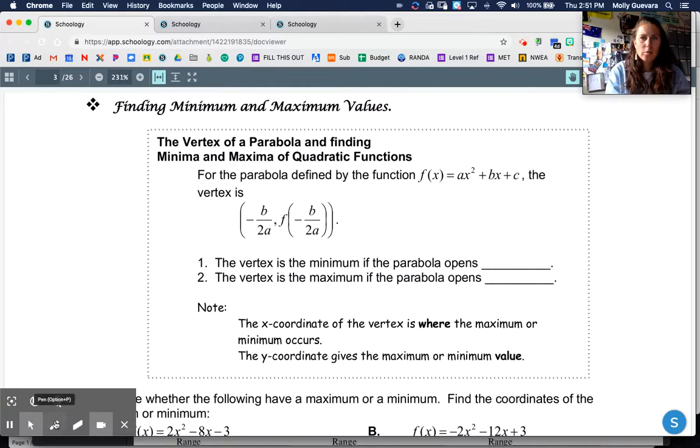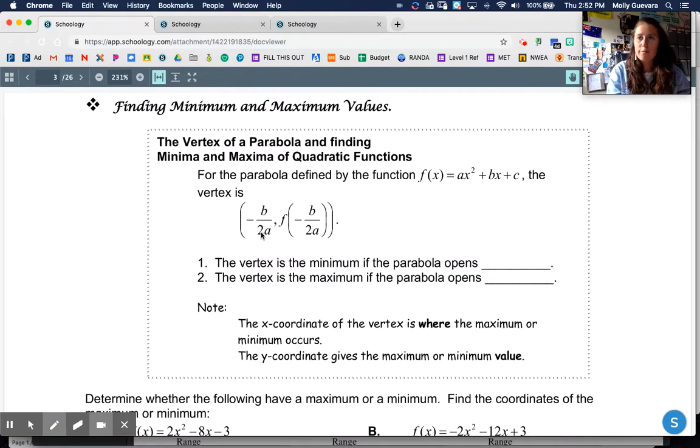Okay, so for the parabola, here's my equation, right? The vertex, we know, is at negative b over 2a. So the x-coordinate of the vertex is negative b over 2a. And then to find the y value, I'm going to take what I got here.